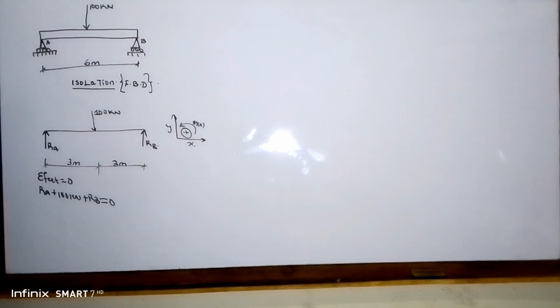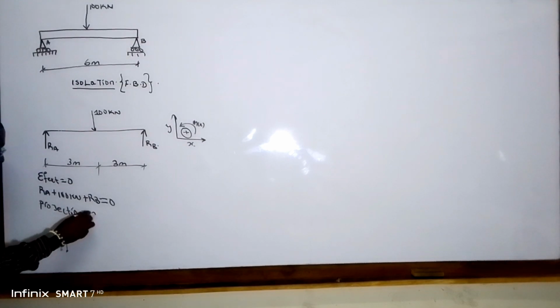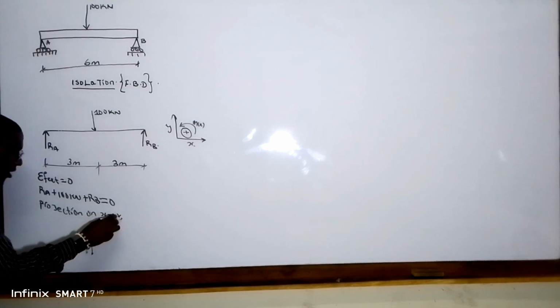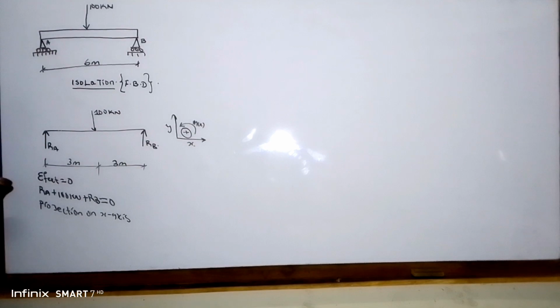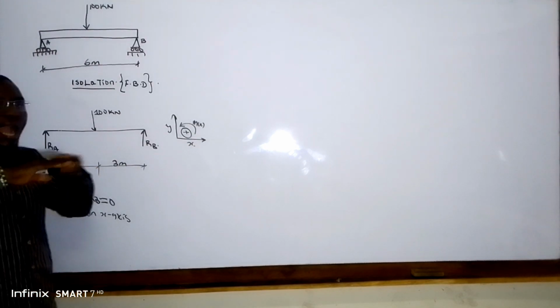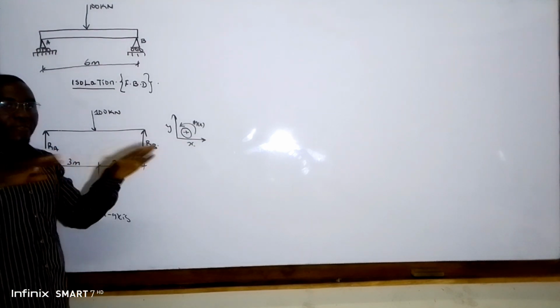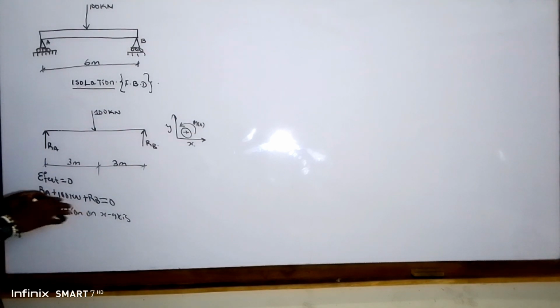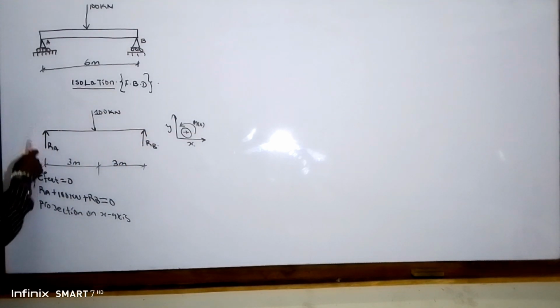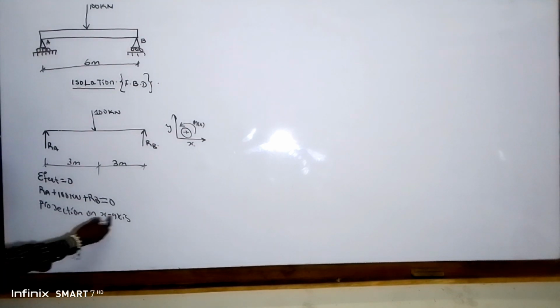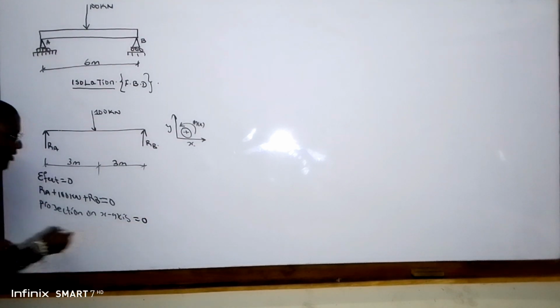Alright guys, now we move to the second step, projection. Projection on X axis means forces that act horizontally, the normal forces. When we look at our beam, we discover there is no horizontal force. So the projection on X axis is equal to 0.